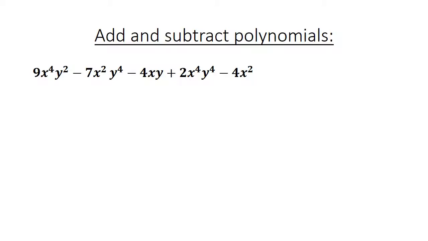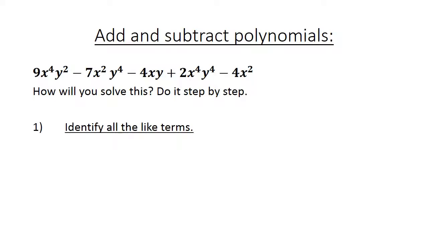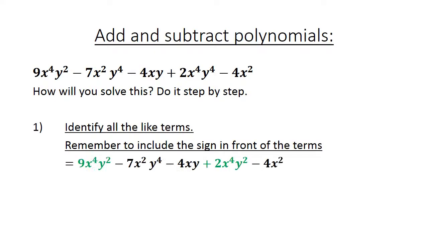Now we have a mixed example here of subtraction and addition. Again, identify all your like terms. You will see the different colors there. 9x to the power of 4, y to the power of 2, plus 2x to the power of 4, y to the power of 2, the green ones. And then we have negative 7x to the power of 2, y to the power of 4, no like term. Negative 4xy, also no like term. And negative 4x to the power of 2.